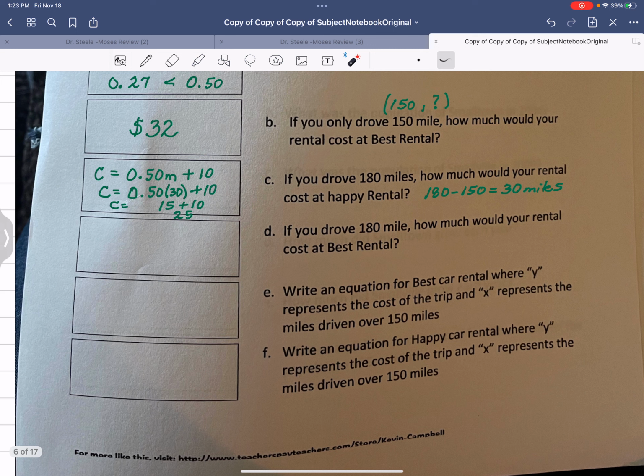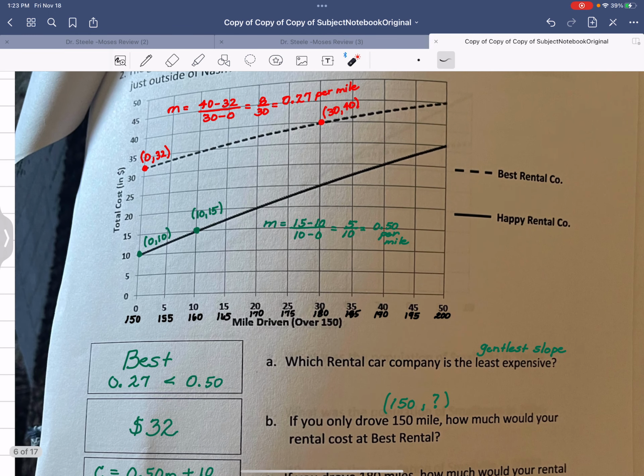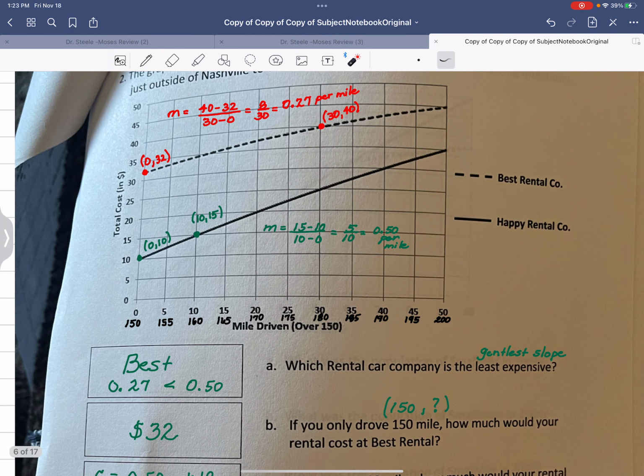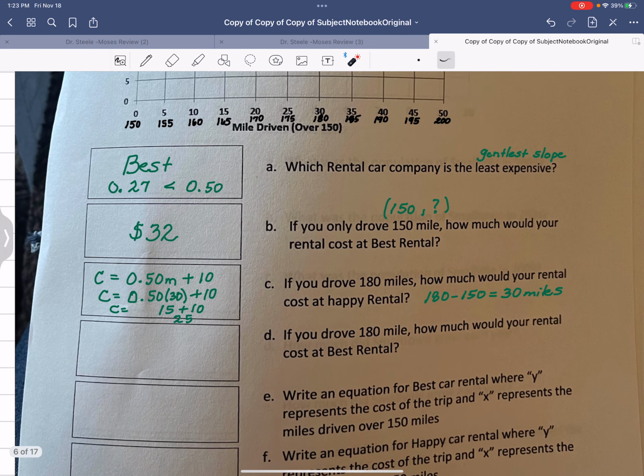If you drove 180 miles, how much would your rental car cost be at Best Rental? Again, you can do the same thing. Go to this 180 and up to this line, and there's 40. But let's see if that's going to hold true mathematically.